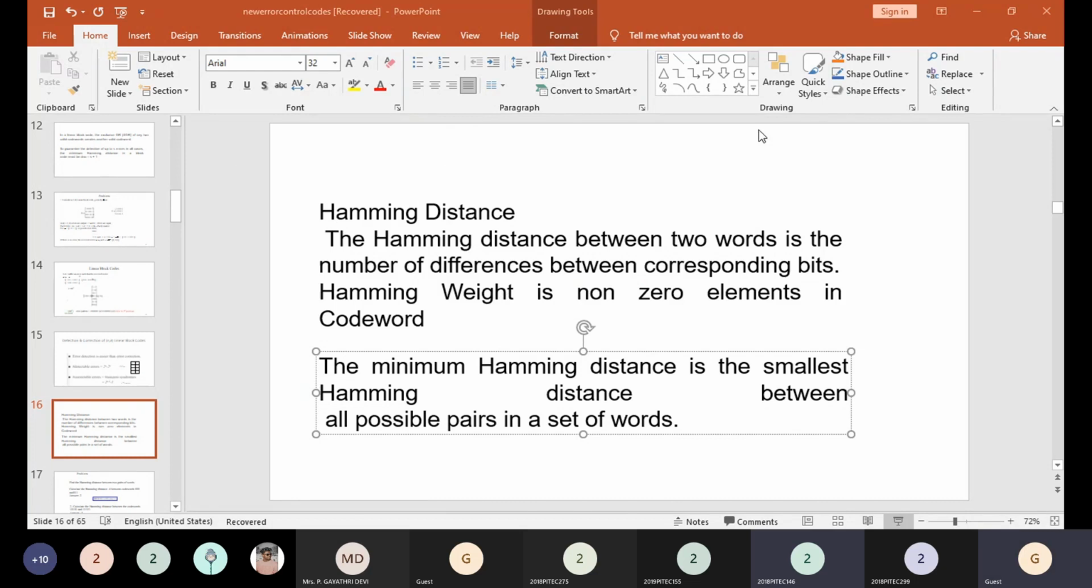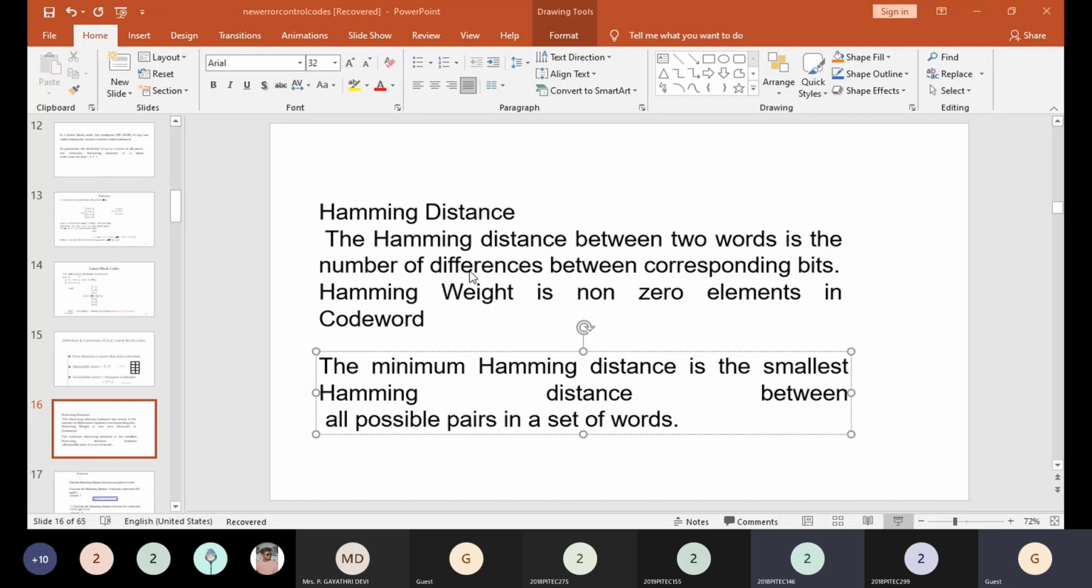Cyclic codes use a shift register to perform encoding and decoding. The code word with n bits is expressed as c of x equals c1 x power n minus 1 plus c2 x power n minus 2 up to cn. So c suffix i is nothing but either a binary 1 or a binary 0, and these are the polynomial coefficients.